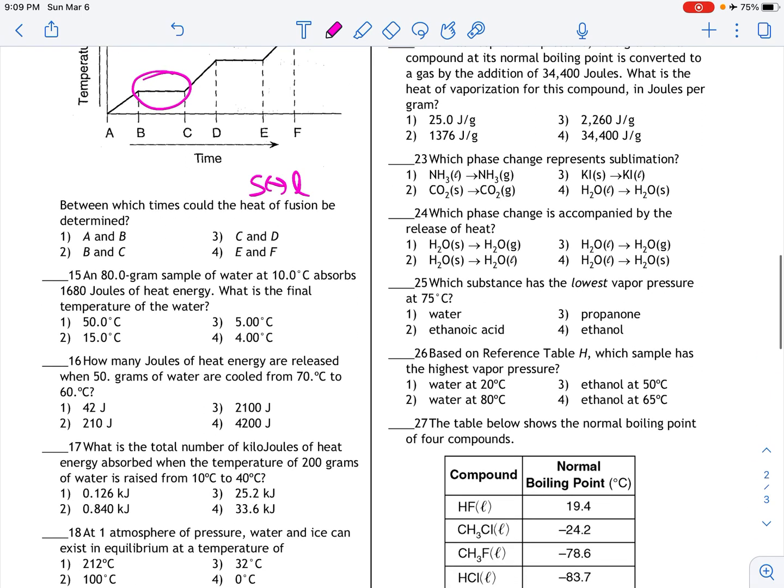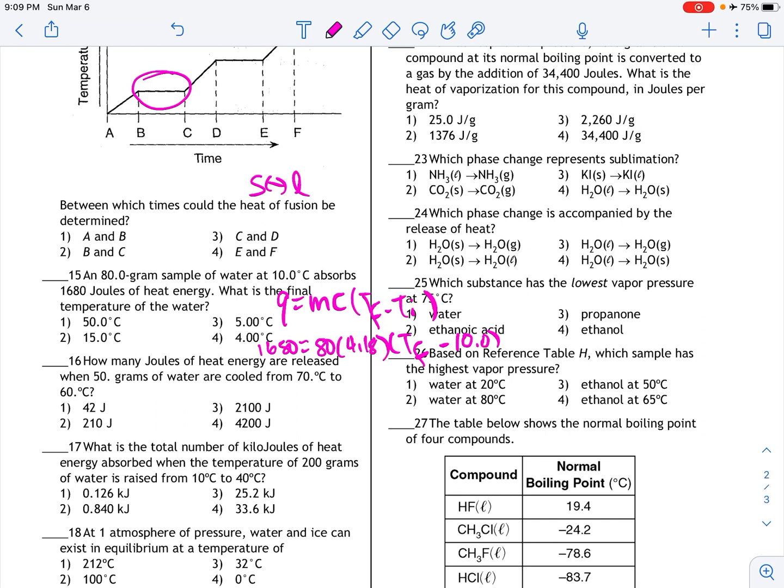An 80-gram sample of water at 10 degrees Celsius absorbs 1680 joules of heat. Oh, final temperature. Okay, getting into this. This is Q equals MC delta T. However, we need to change delta T to T final minus T initial. So 1680 equals 80 times 4.18 times T final minus 10. All right, so that's pretty messy. I'll try to clean it up.